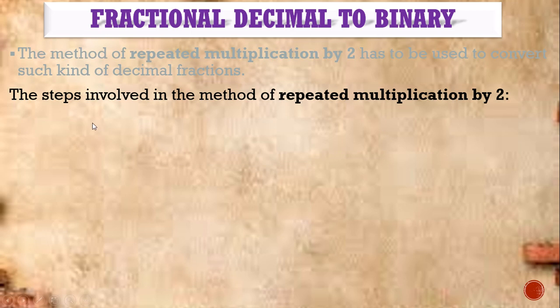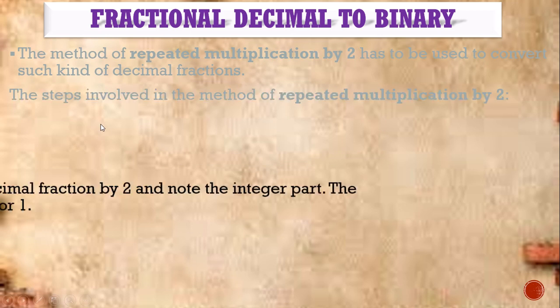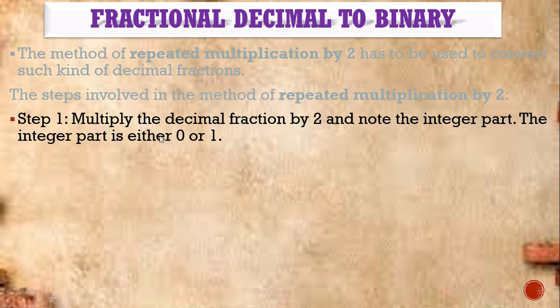So how do you do that? There are a few steps, we have to follow the steps. Multiply the decimal fraction by 2 and note the integer part. Integer part is either 0 or 1. So when you multiply the decimal fraction by 2, you will get some answer. In that, the integer part will be 0 or 1. That integer part is our binary value here.